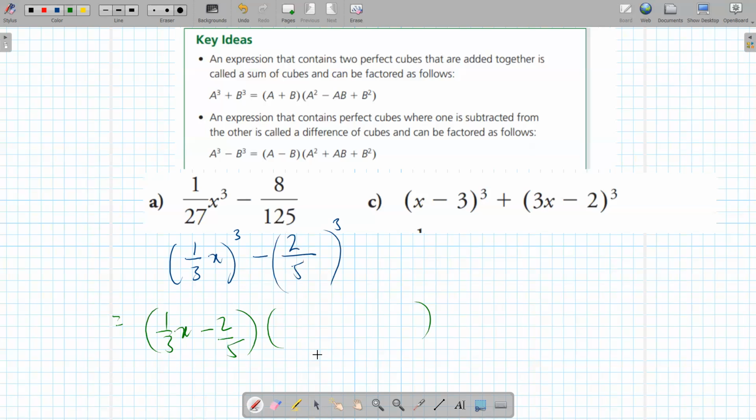1 over 3x squared. So it's going to be 1 over, because a is 1 over 3, right? So it's going to be 1 over 3x whole squared. What is that going to be? In other words, what's 1 over 3x times 1 over 3x? Do you multiply the denominator?